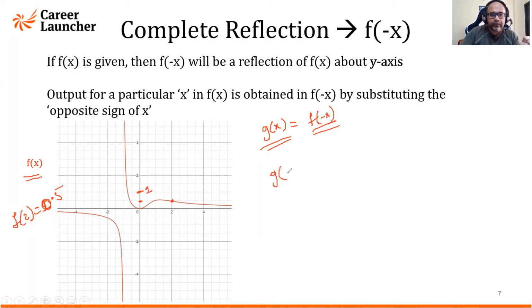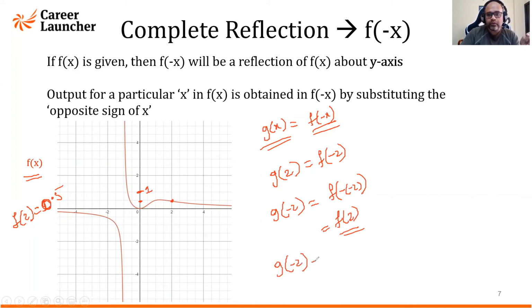Now I want to draw the graph of g of x, but in g of x, remember, if I write g of 2, I will actually get f of minus 2. But if I write g of minus 2, what do I get? I get f of minus of minus 2, which is my f of 2. And f of 2 I know is 0.5. So g of minus 2 will give me 0.5, which means the y I will get by putting x as negative 2 is this point.